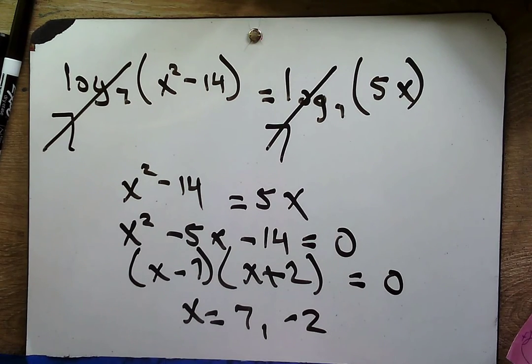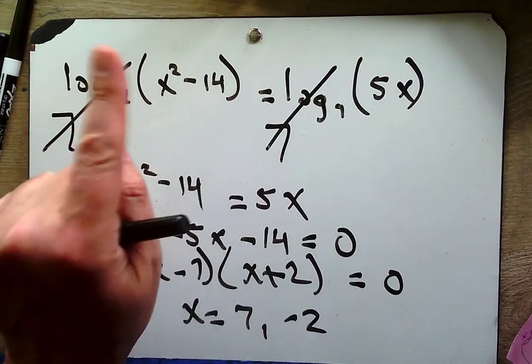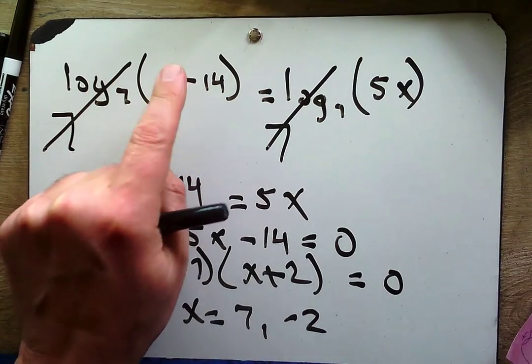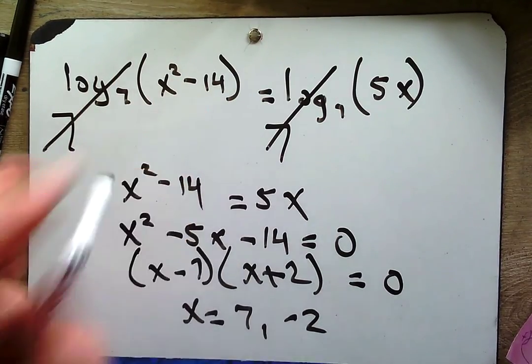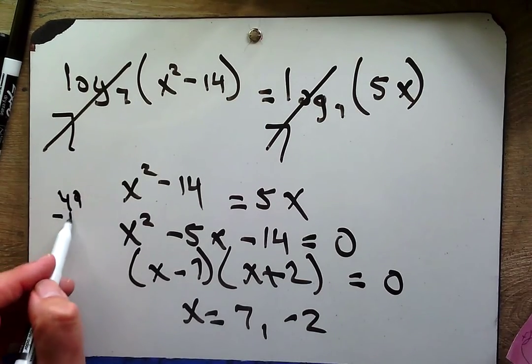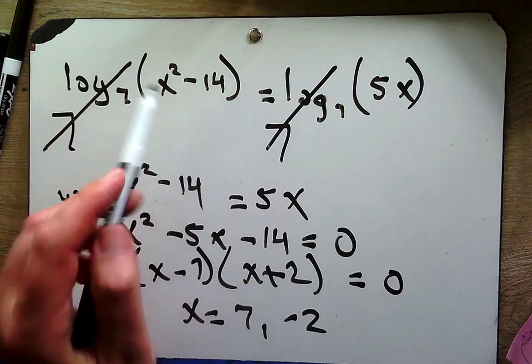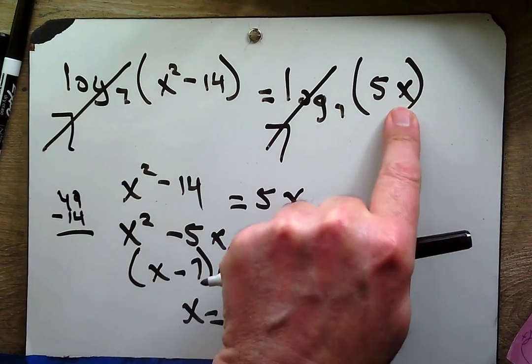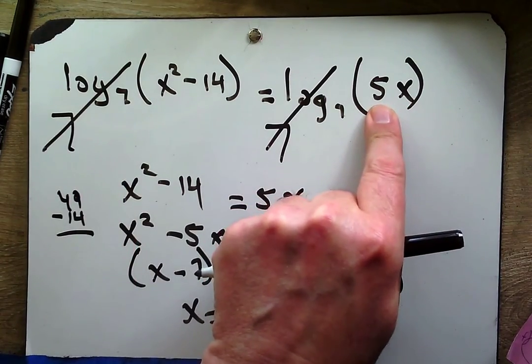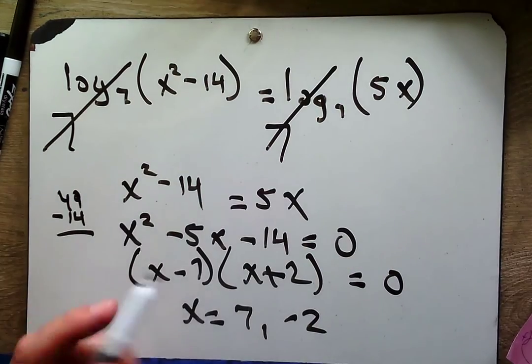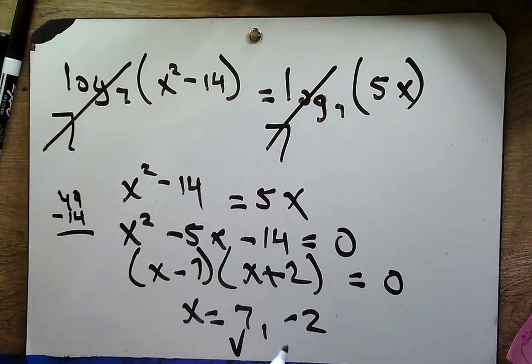Well, let's just confirm that that's going to work for us. If I take a 7 and plug my 7 in here, 7 squared is 49. 49 minus 14 is 35. So this is going to be log base 7 of 35. If I plug a 7 in here, 7 times 5 is 35, and I get log base 7 of 35. So that one's good. How about this?